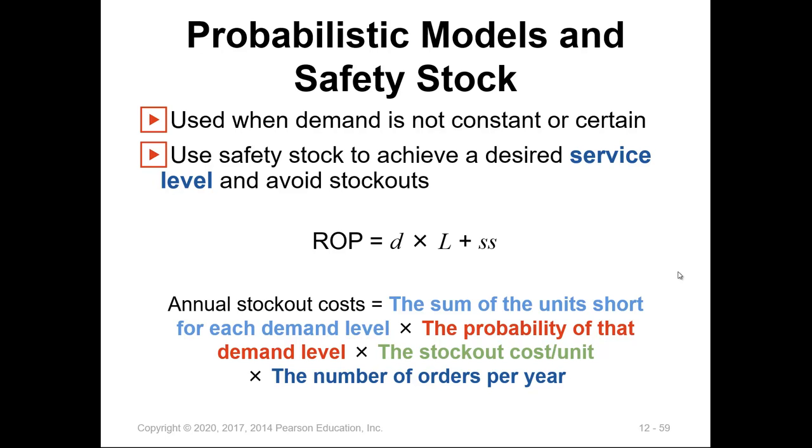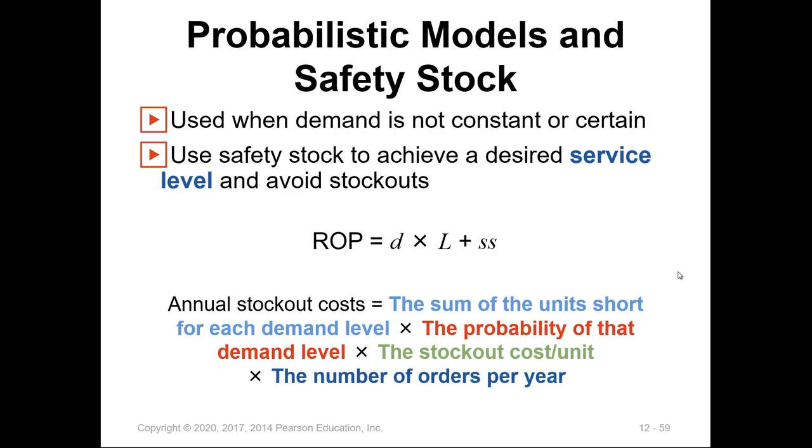One method of reducing stockout is to hold extra units in inventory, which is referred to as safety stock. Then the reorder point will equal daily demand multiplied by order lead time, and we add to that a safety stock to achieve the desired service level. The annual stockout cost will equal the sum of unit shortages for each demand level multiplied by the probability of that demand level, multiplied by the stockout cost per unit, multiplied by the number of orders per year.